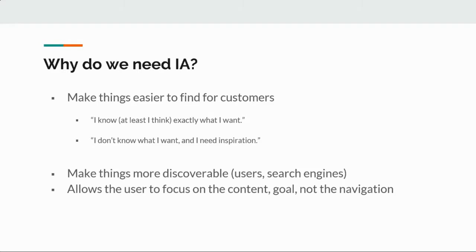Okay, so why do we need IA? Why do we need good IA? We want to make things easier for people to find. So we did Fido, Costco, and Trivago. We want to make things discoverable as well.